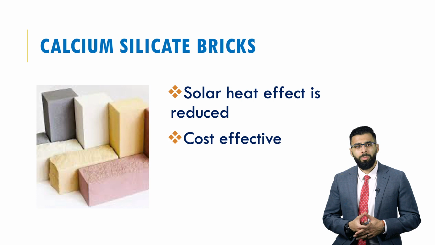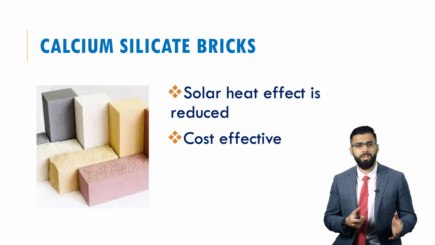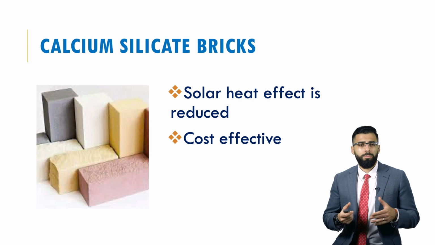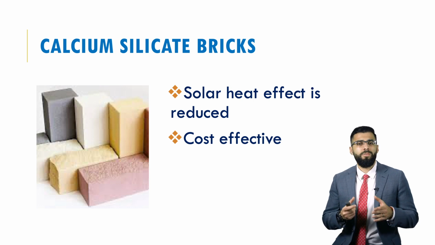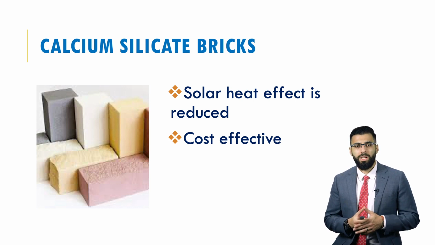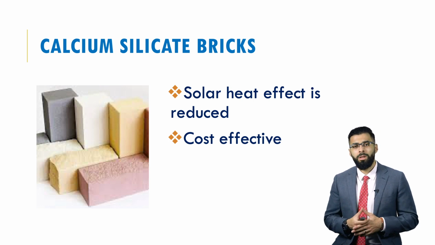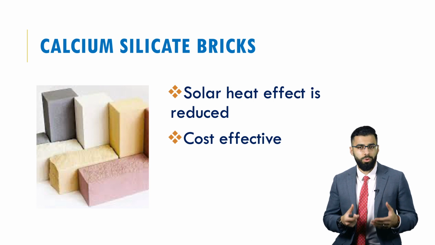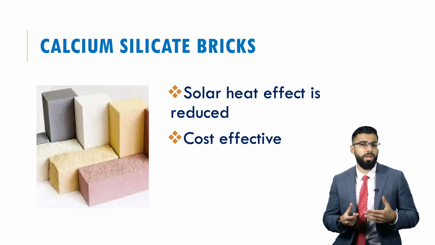The last type is the calcium silicate brick, and this particular brick contains a high amount of sand, so we're roughly talking about 88% to 92% of the overall composition of the brick. Pigments are also added to get various colors, as you can see in the image in front of you. Now, a very big advantage of calcium silicate bricks is that they do not absorb much heat from the sun, so the solar heat effect is reduced, and it means that it's very suitable for use as a material in hot climates.